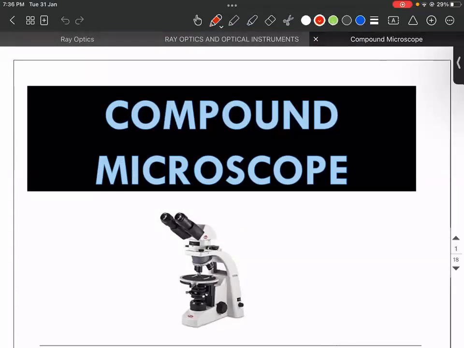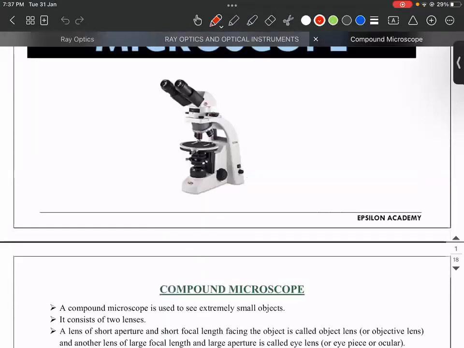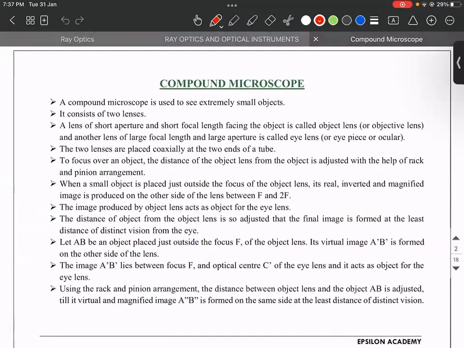So the compound microscope is basically an extension of the simple microscope. What does a compound microscope do? It is used to see extremely small objects. We use it mostly in the biology lab to see certain germs and other things. It consists of two lenses.